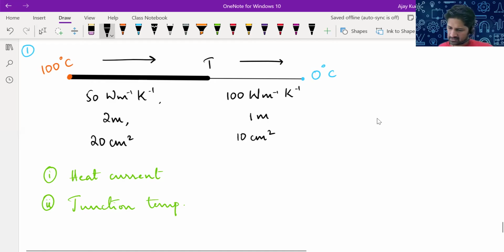I got one answer as junction temperature as 33.33, means 100 by 3. And heat current is 3.33, means 10 by 3. Let's see.